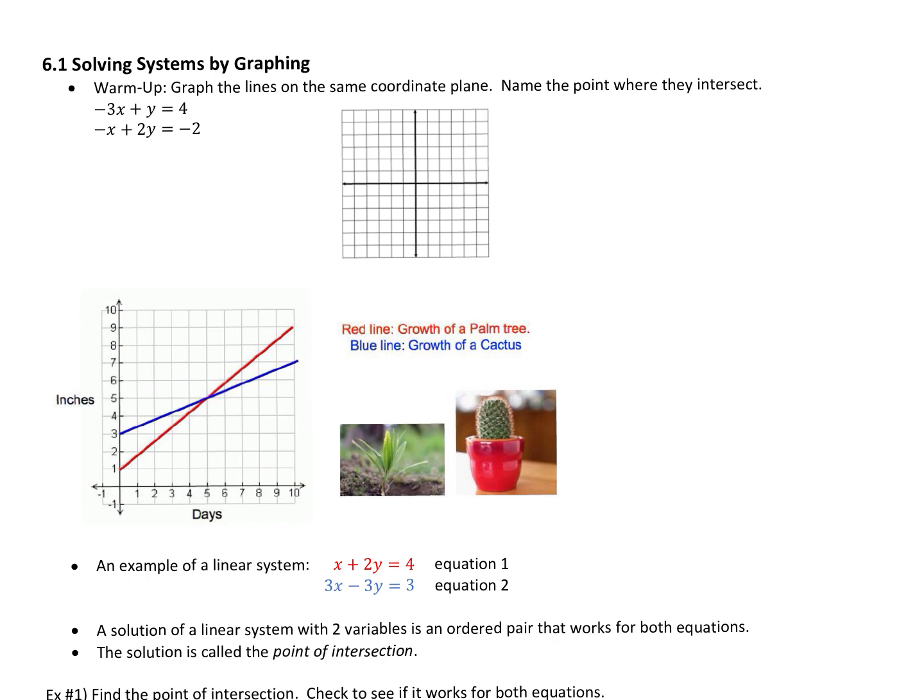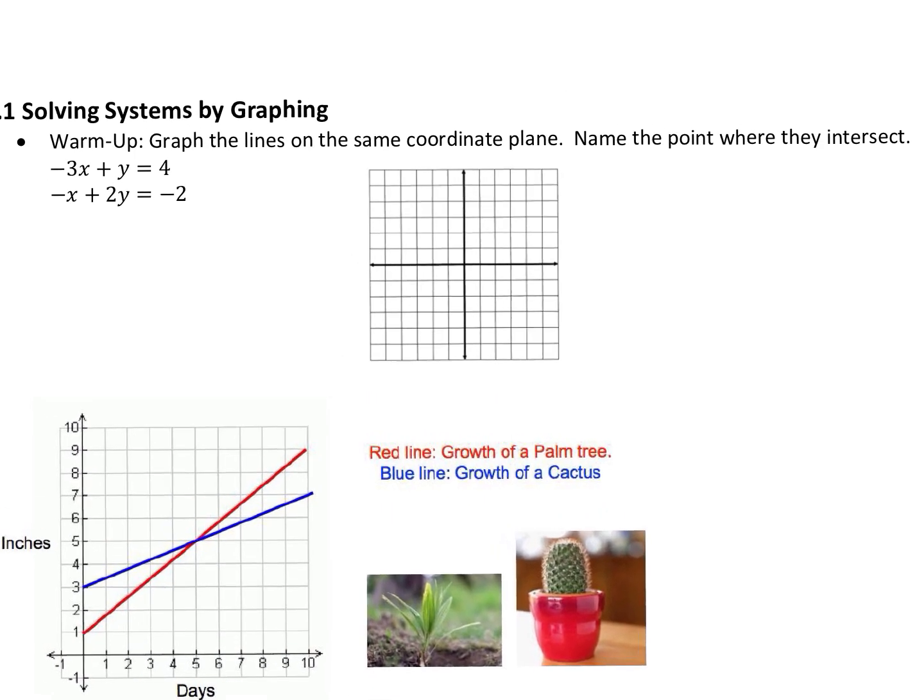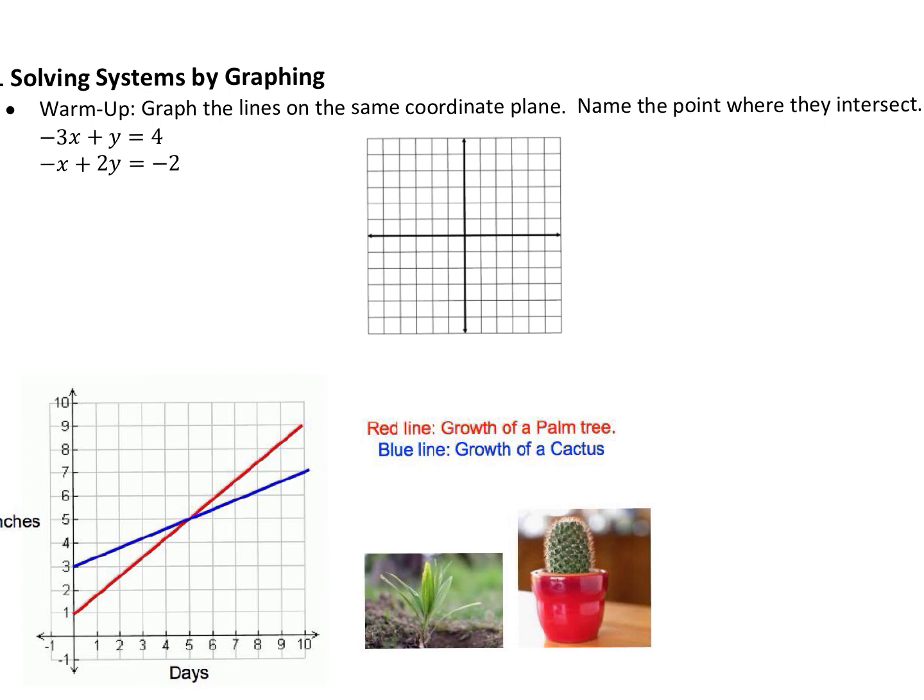So we're going to take a look at this first problem here, just as a quick warm-up. It says graph the lines on the same coordinate plane, name the point where they intersect. So that's what a solution is. A solution is the overlap of two lines. So it's the point where they meet that we're going to be giving as our answer.